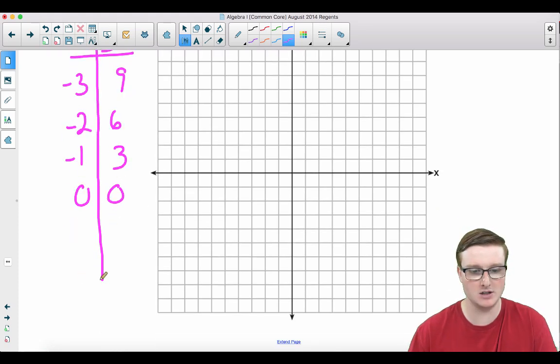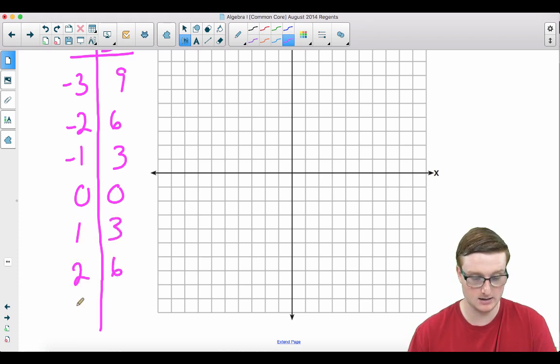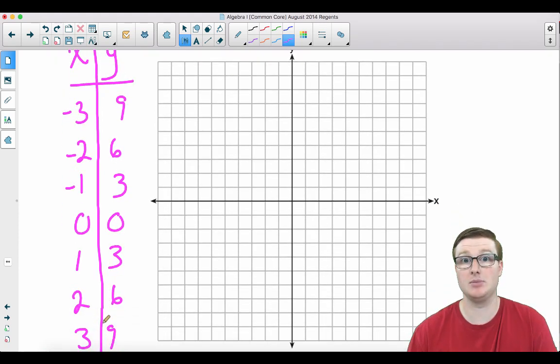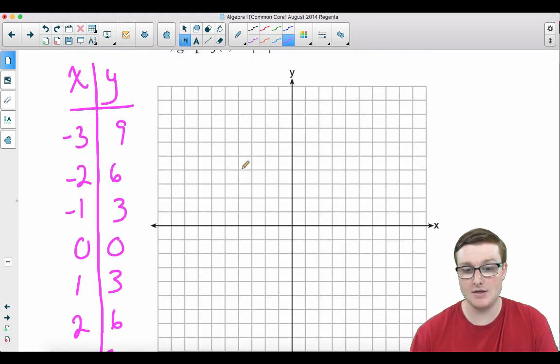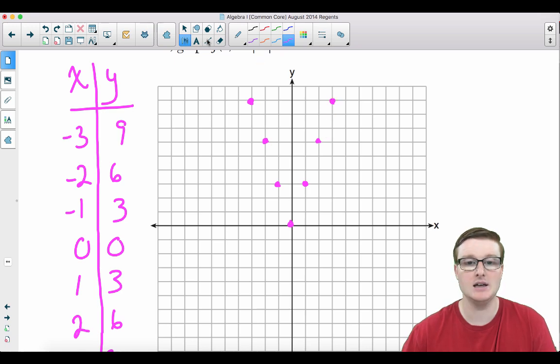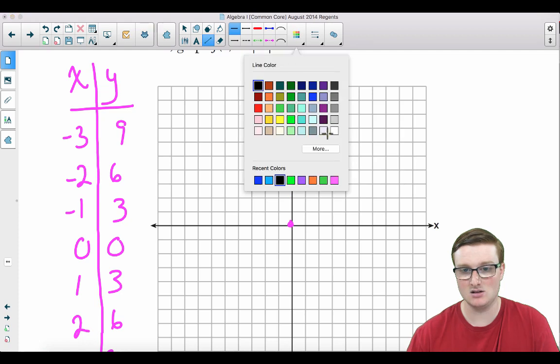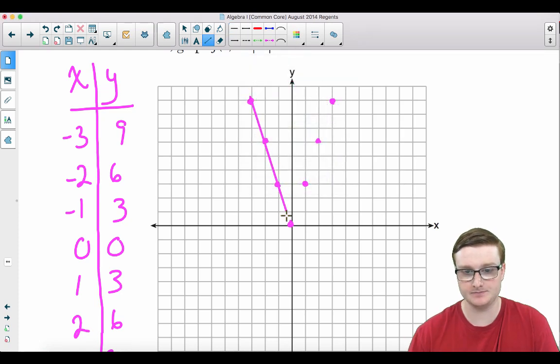This is all from your table of values, by the way. I'm just putting them on here because I have them in front of me. All right, so those are your values to plot. So plot them on your graph: (-3, 9), (-2, 6), (-1, 3), (0, 0), (1, 3), (2, 6), (3, 9). So now from here, I'm just going to connect all of my points.